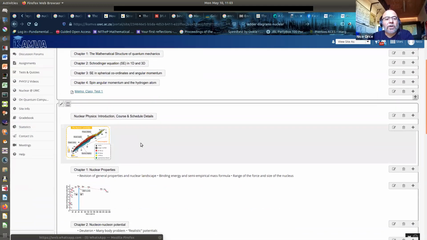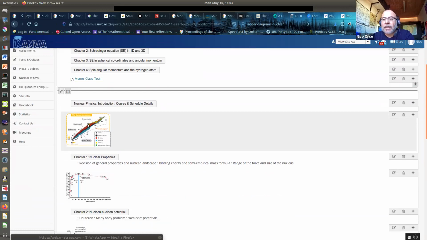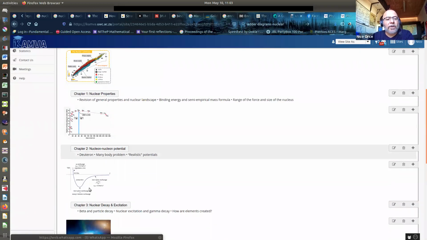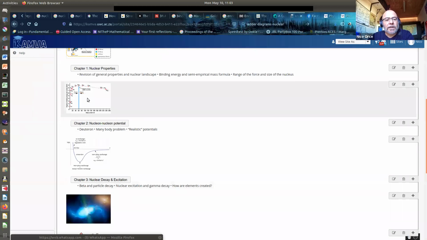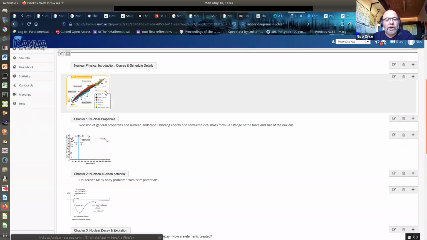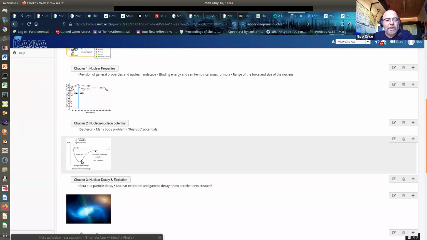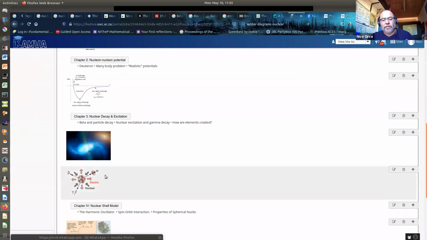right? So your Canva web page, and you have plots or figures which I attach here for you guys to have a visual interpretation of what I want you to remember. This is the binding energy curve. This is the nuclear chart, the landscape of nuclei. This is the nucleon potential or the nuclear force potential. These are decays, how the nucleus decays through beta, alpha, gamma radiation.